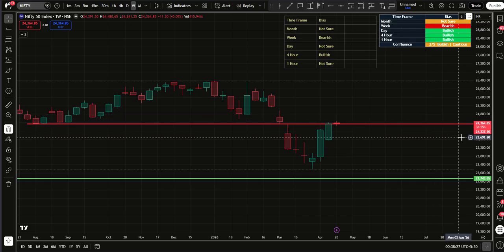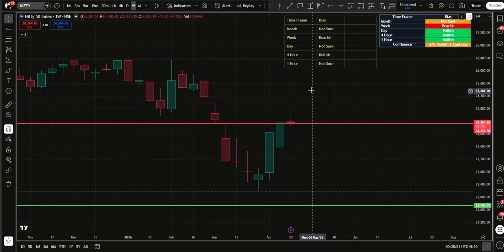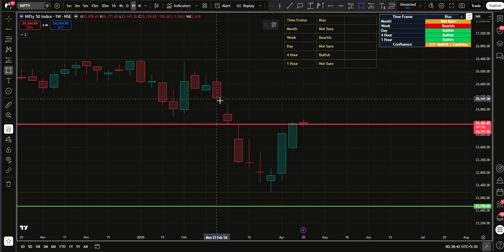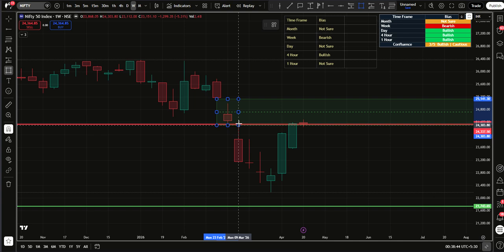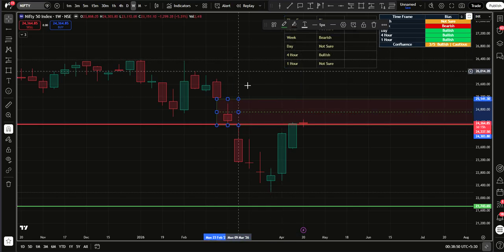Now, there are some interesting arrays, PD arrays, they say. It's like premium and discount arrays. Basically, we call it buyers and sellers here. So this is a fair value gap, a bearish fair value gap that was created while Nifty was coming all the way down.